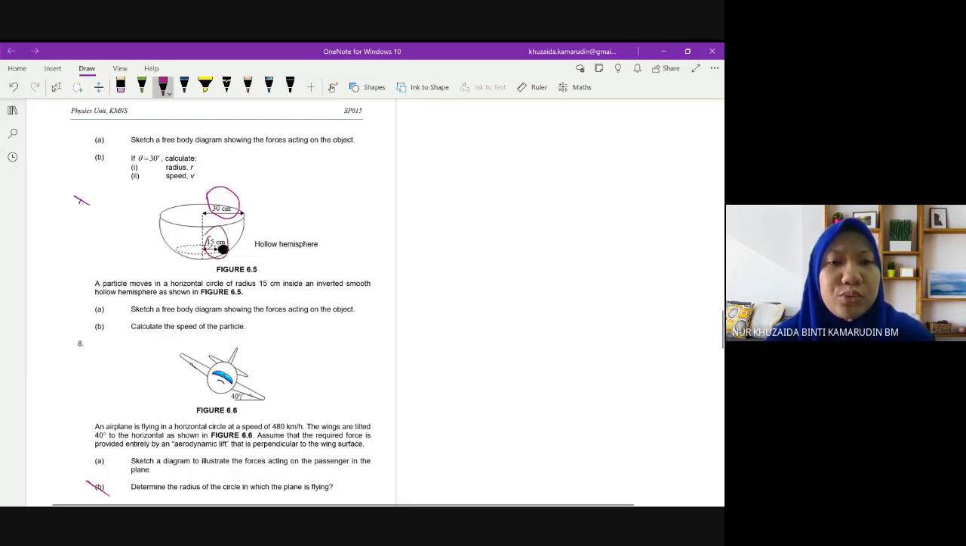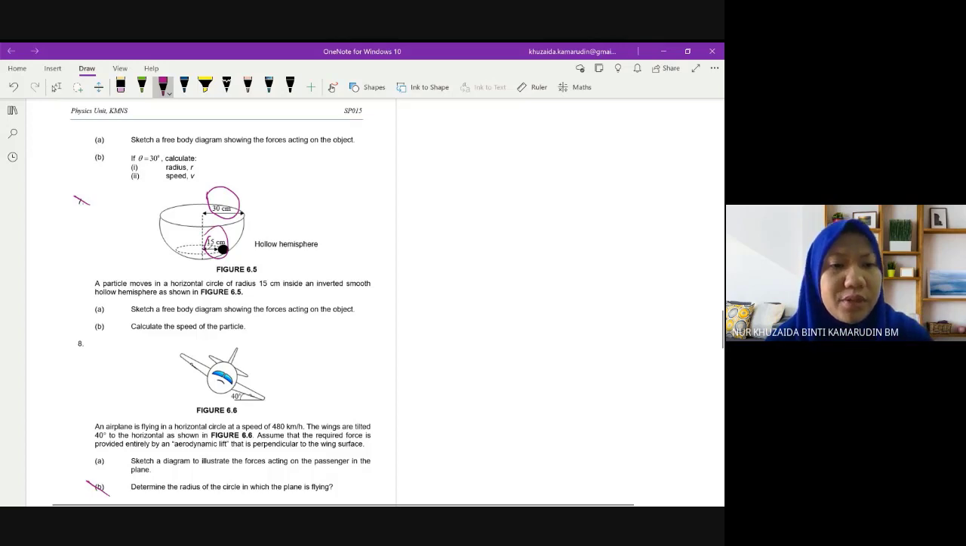So you need to really understand. 30 centimeter is the radius of the hemisphere, while 15 centimeter is the circular motion by the ball. So dekat sini you kena make sure lah, jangan tersalah radius.